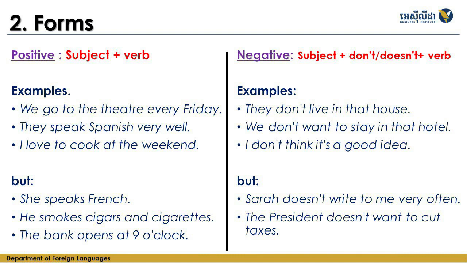Similarly, just like in the positive, you also change the form. When you are using the first person singular, you use don't, but in the third person singular, you use doesn't. So here we have, Sarah doesn't write to me very often. The president doesn't want to cut taxes. So in this case, we use doesn't instead of don't.